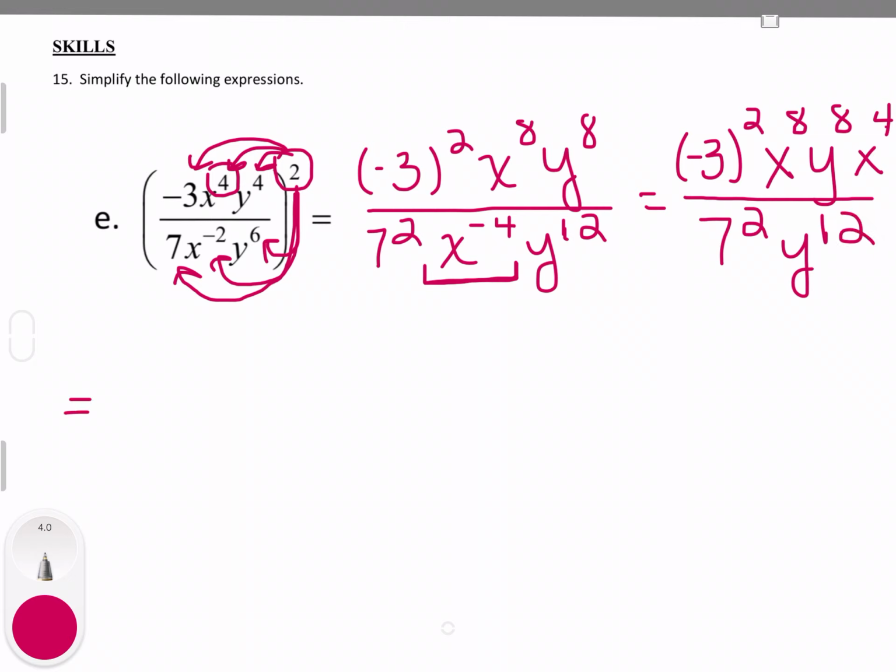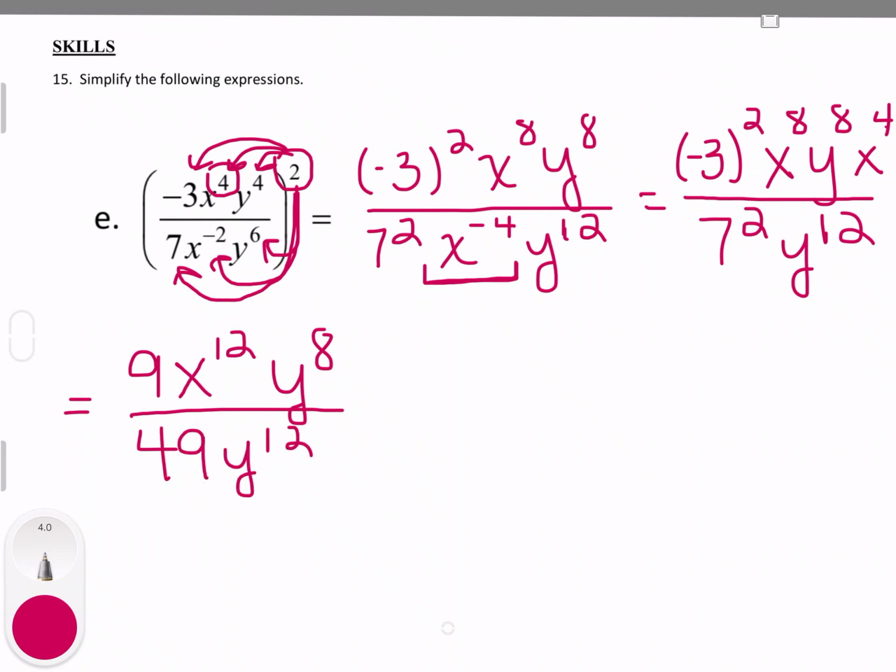Okay, so let's go ahead and simplify further. In the numerator, we know that negative 3 squared is equal to 9, and we have two x's that are being multiplied together, and so we're going to add their exponents together per our exponent rules. So that's going to be x to the 12th, and we have that y to the 8th up there, and 7 squared is 49, and we have this y to the 12th down here. So remember that when you have two factors with the same base, here's going to be our y in the top and our y in the bottom, you go ahead and subtract your exponents.